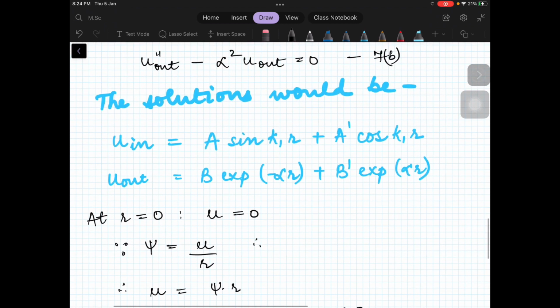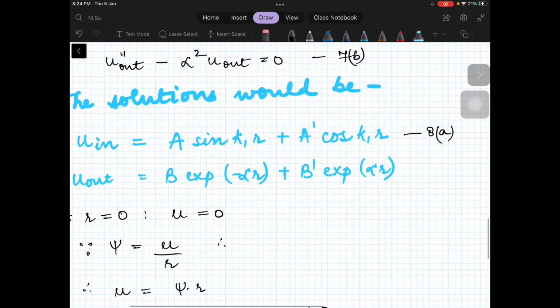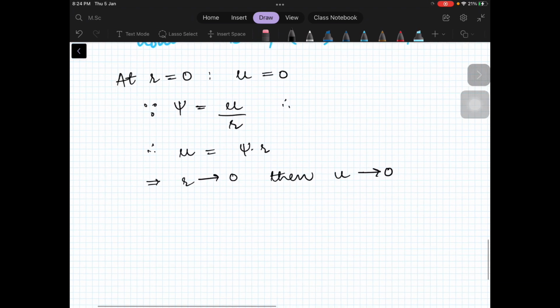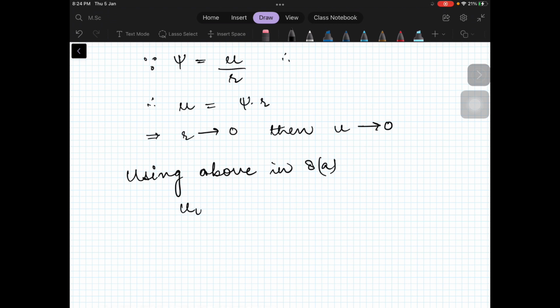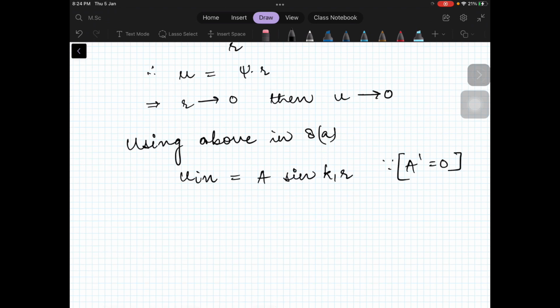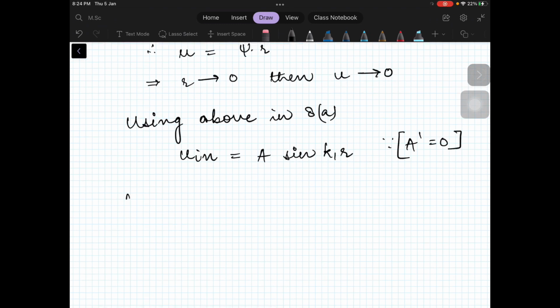When we use it in equation 8a and 8b, using above in equation 8a, we get u in is equal to a sine k1 r, because we'll get a dash equal to 0. You can solve it and see for yourself. Also the other one, for r is greater than b, so we'll take the maximum possible limit.